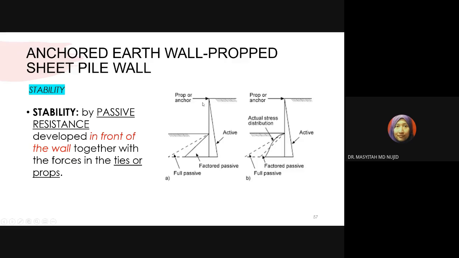So the use of the prop or anchor is to provide a force that can resist any failure. The top of the retaining wall is installed with tie bars, used to provide a prop force, while at the front of the wall, fully passive resistance is developed, as shown by the dashed line here. Similarly for figure B.